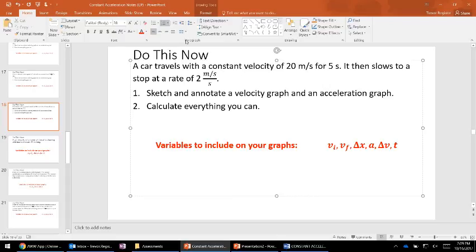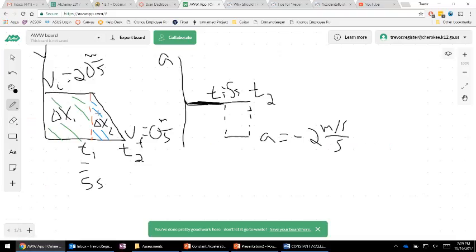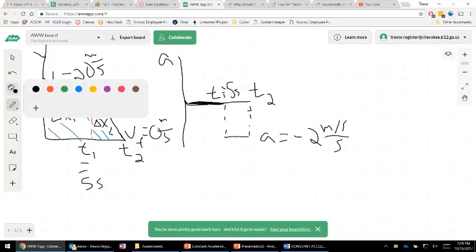It says +2, but I have to make that negative because over here my slope is negative. So I need to interpret that as a negative acceleration. And then finally I need to do my delta V. Now, if we remember, delta V is the change in velocity.